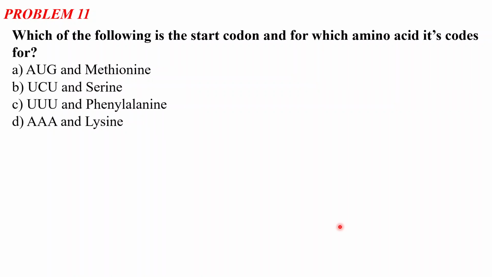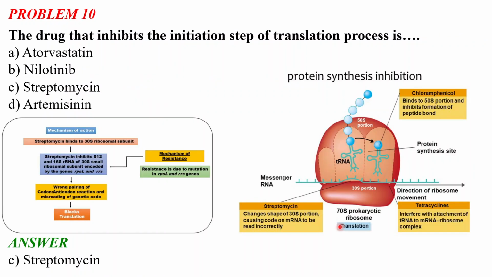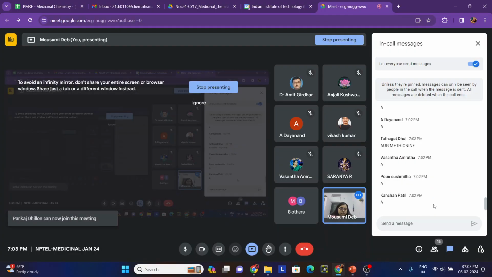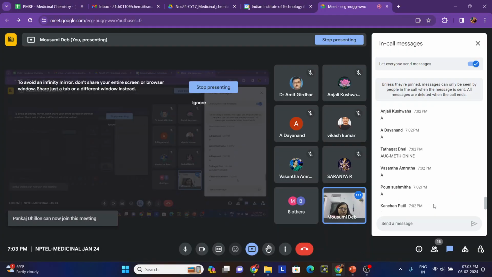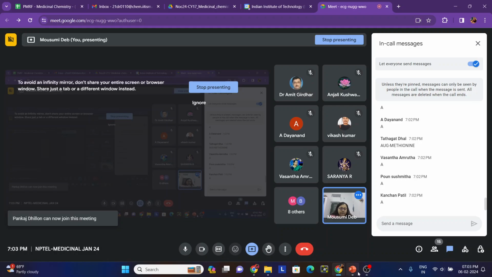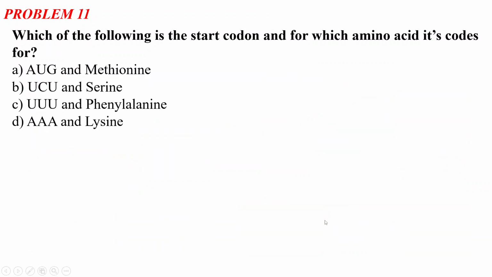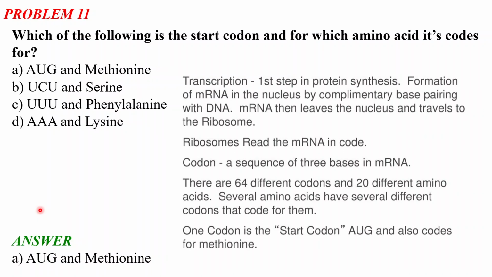Let me check the chat box. I know all of you can answer this question correctly. Yeah, so it is number A. Very good. So, the start codon is AUG and the amino acid for which it codes is methionine.